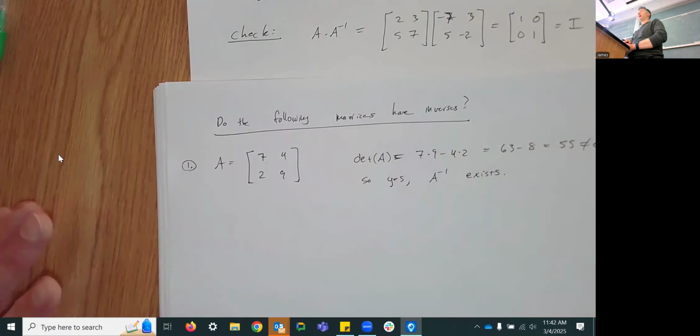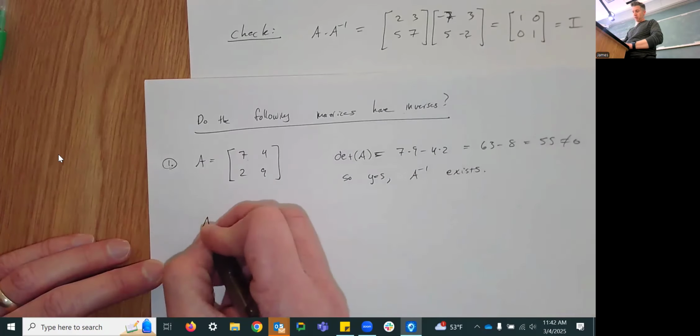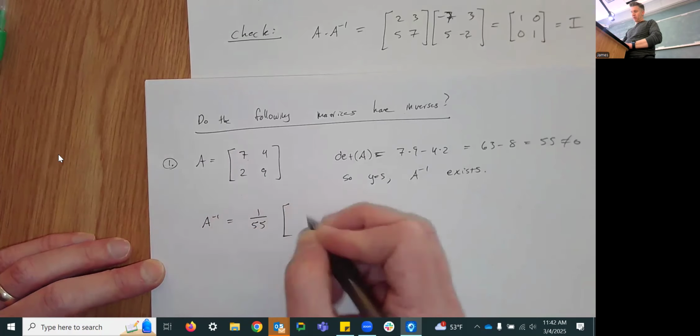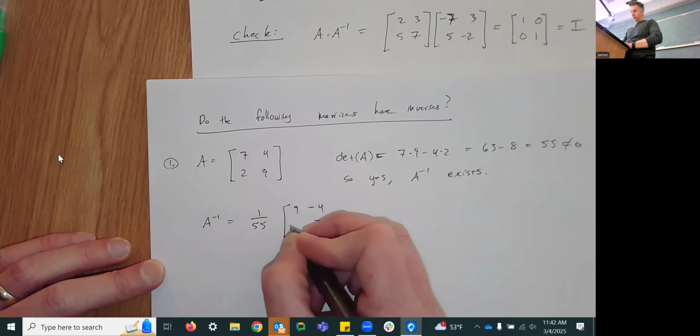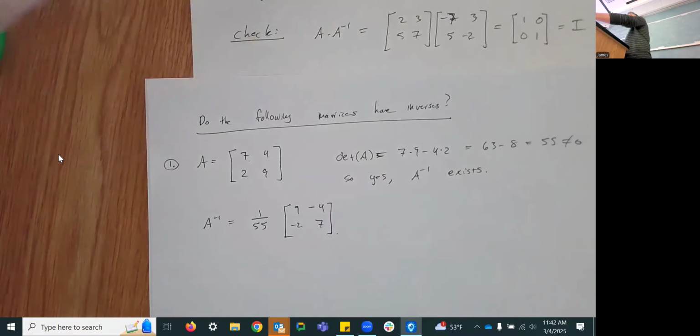And we could find it if we were asked to. I will point out that it would be 1 over 55 times the matrix where you switch the 9 and the 7, and you change the signs of the 4 and the 2. Again, not that we were asked to find it, I'm just doing extra work here.